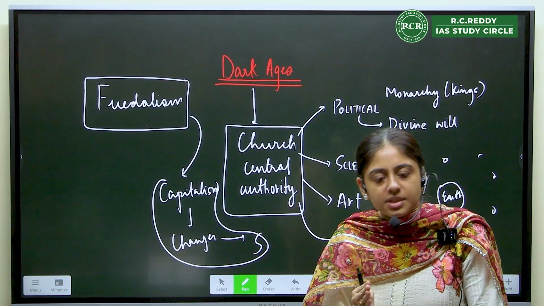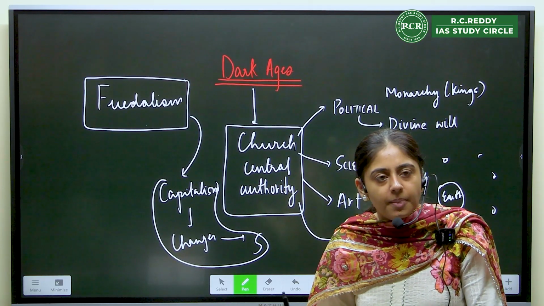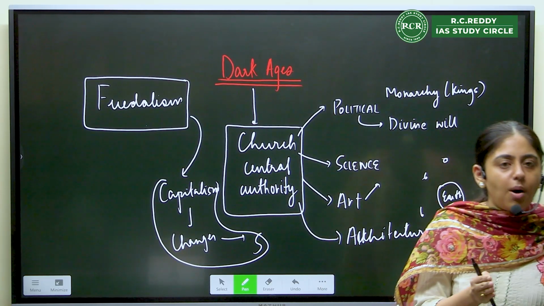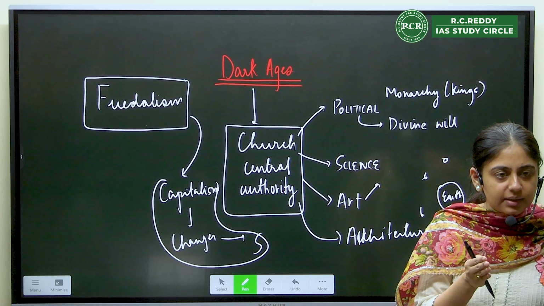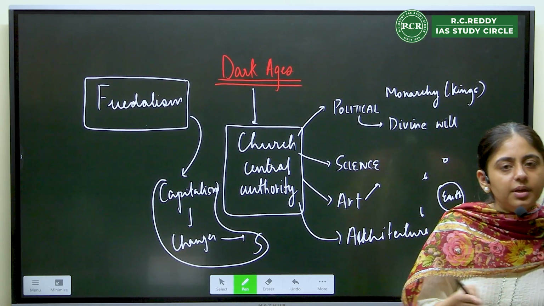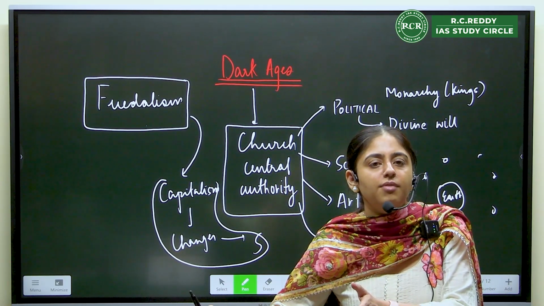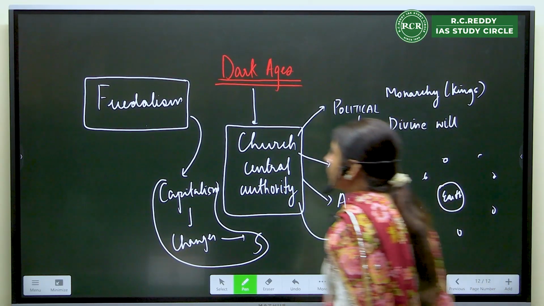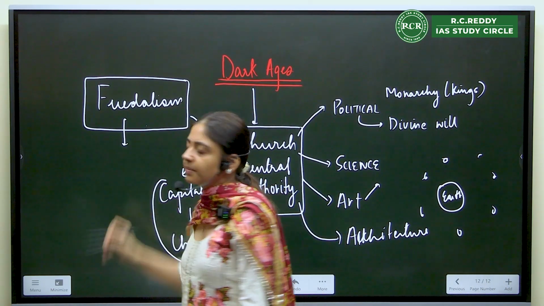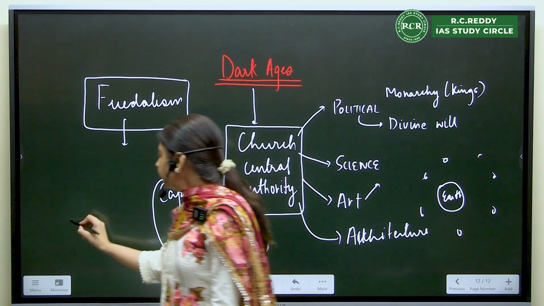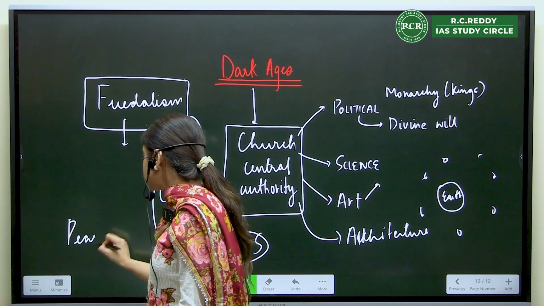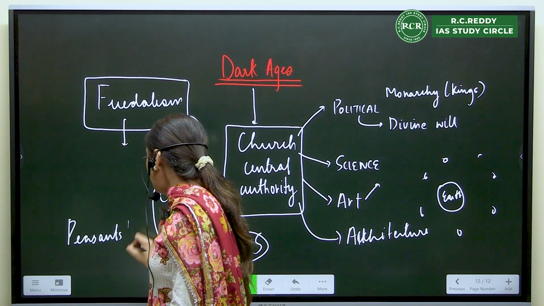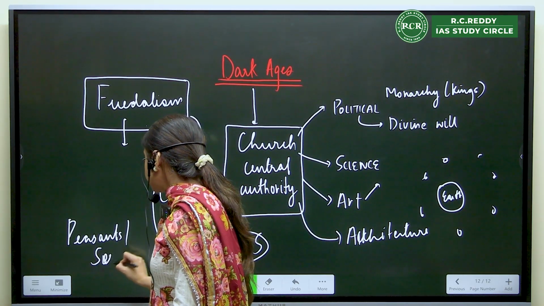Although our syllabus is about after, why are we having a context of before? Because till the time we see what was before, we will not have a better understanding of after, right? Now in this feudalistic system, at the bottom were peasants, or known as serfs.